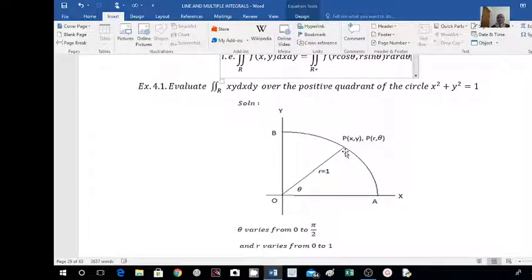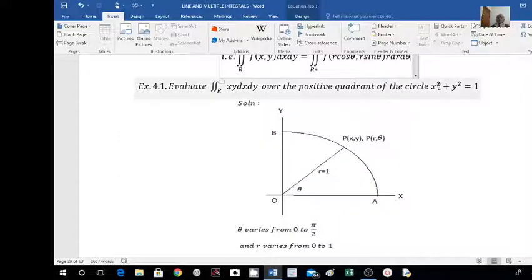So here, in the Cartesian coordinate system, I will denote the point by P(x, y), and in the polar coordinate system, I will denote the point by P(r, theta). r means the distance of the point from the origin. So OP is r, and we call this a radius vector, and the angle made by this radius vector with the positive direction of the x-axis is theta, right?